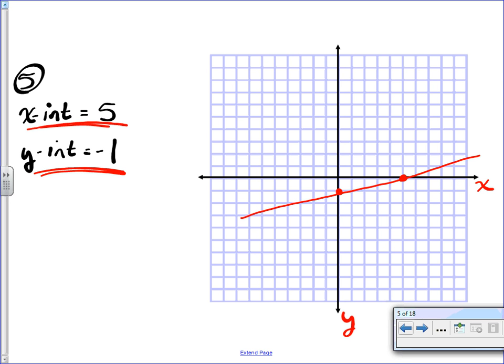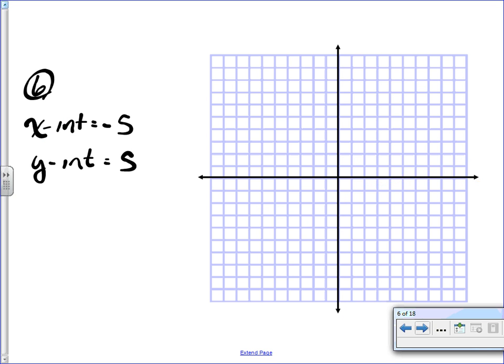They didn't ask for the equation. All it asked for was the graph. Now, had they asked me for the equation, then yes, I would have written an equation. But I didn't need to on this one. All right, so we're going to do the same thing with number 6.